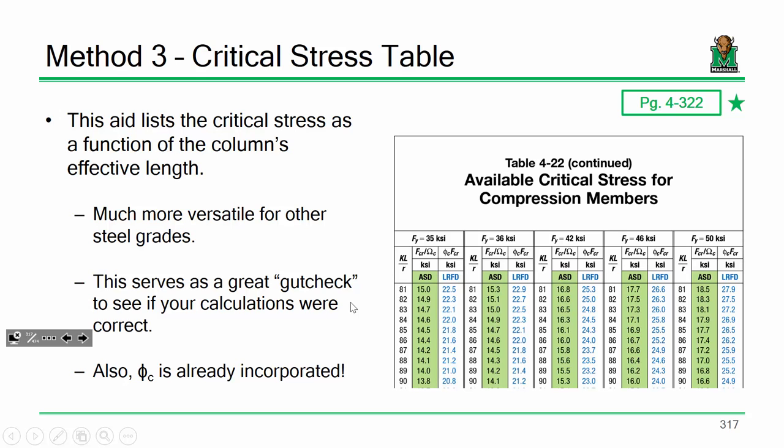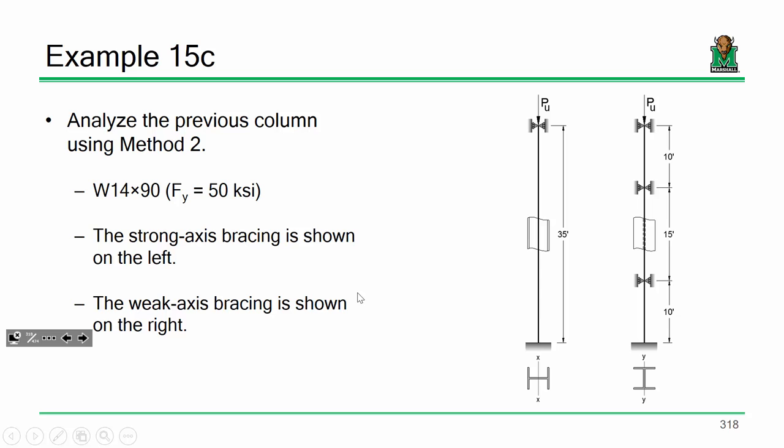Sound good? Let's check and see if this works for the column that we did in those previous examples. So we're going to look at this column again. Let's reorient ourselves with what's going on. Our strong axis is a single unbraced segment that's 35 feet long. It's fixed on the bottom and pinned on the top. For the y-axis, we have 3 individual segments that are 10, 15, and 10 feet long, respectively. They're all pinned, except for the section at the bottom that's fixed. It's a W14 by 90, it's 50 KSI, and we're going to analyze this accordingly. Sound good?